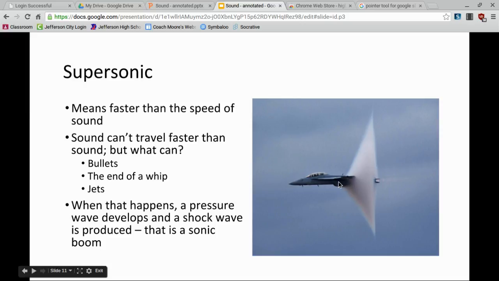And it also creates this condensation cloud. It has to do with the air pressure, and the air around in this cone right here is unable to hold moisture because of the pressure difference, and it creates this cloud of water vapor. And so that is in the same shape that the sound wave being produced is, the sonic boom.